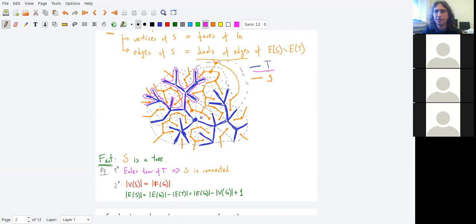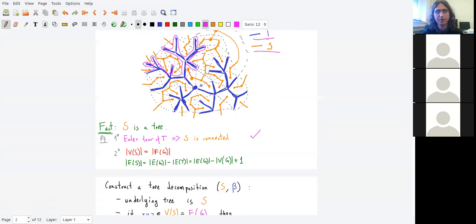So this means that I have found a walk along the faces that visits every face and does not cross the tree T. Yes, it is a walk in the tree S actually. So the graph S has a walk that visits all its vertices, so it must be connected. So we have proved that the co-tree is indeed connected.